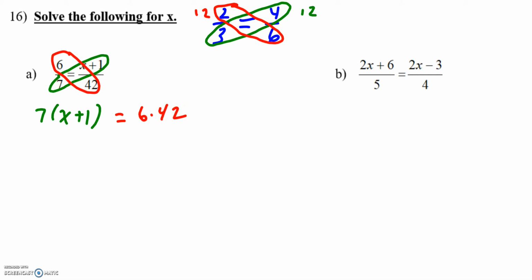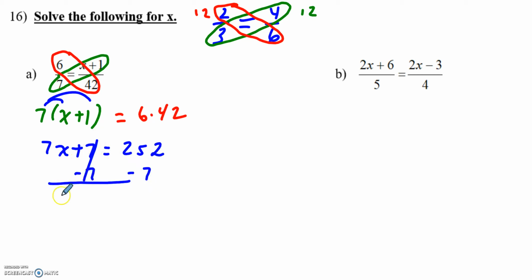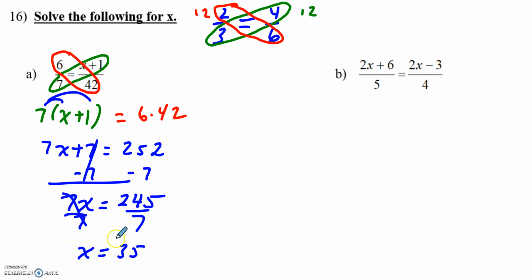If I simplify this a little bit and distribute over here, I'd have 7x plus 7 is equal to 6 times 42, which is 252. If I then subtract 7 from both sides, we'd have 7x equals 245. If I then divide by 7, I would get x is exactly 35.